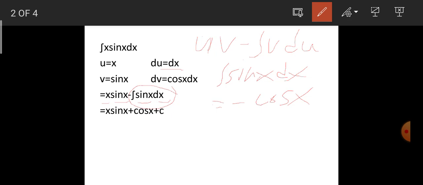Since the sign that we use in the formula is negative, the integral of sine x, which is negative cosine x, multiplied by negative is positive. So we got x sine x plus cosine x plus c.